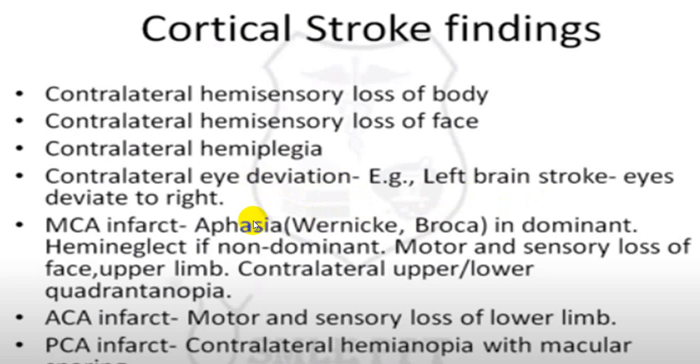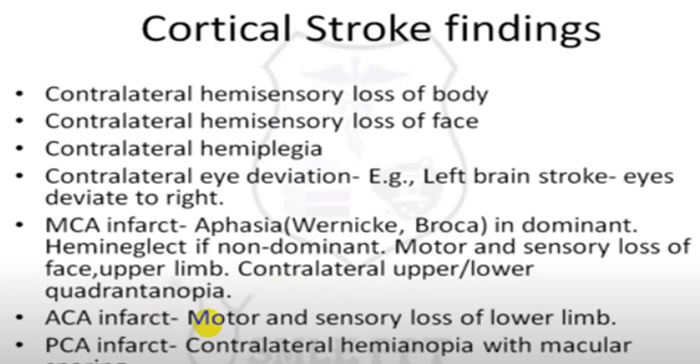And if there is an MCA infarct, it will produce Wernicke's as well as Broca's aphasia, we call it global aphasia. And that is if it is a dominant hemisphere, and we have told you that if it is a non-dominant hemisphere, person can have hemi-neglect, motor and sensory findings, mainly in upper limb, and you can have even upper or lower quadrantic homonymous hemianopia depending upon which part is being involved.